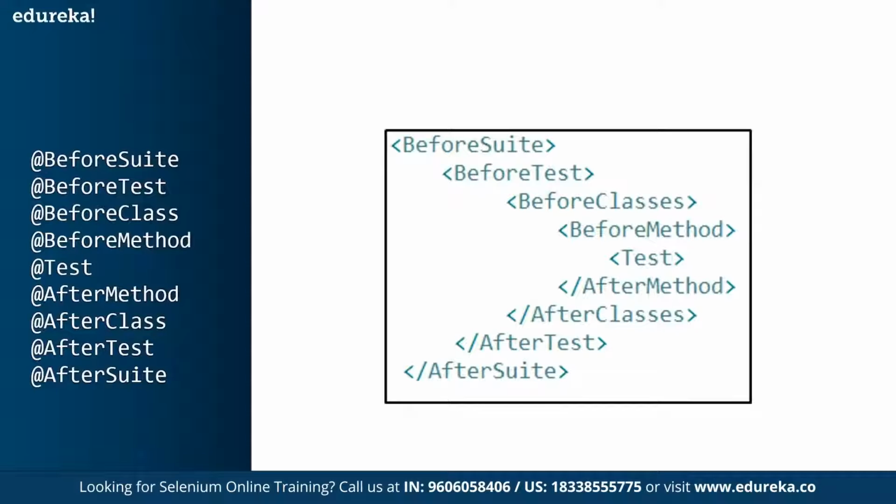And this is how it will execute no matter what. Even if you jumble it, or even if you write AfterSuite before, or AfterClass first, or write BeforeTest first and then BeforeSuite, even if you jumble everything, it will again execute in the same sequence only. So this is all about the annotations in TestNG.